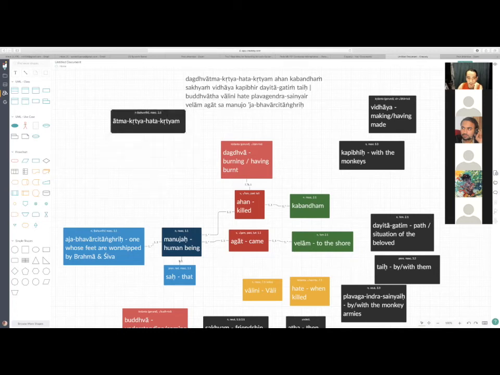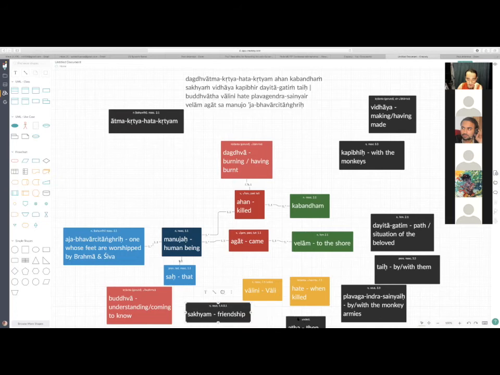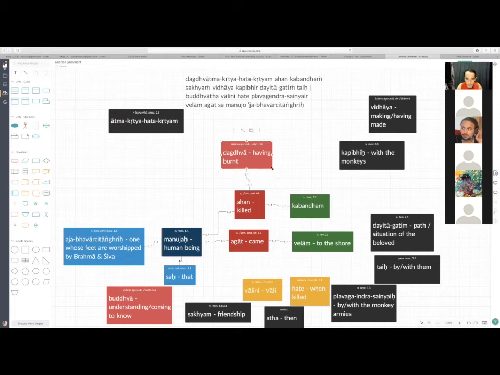Yeah, but Dagdva cannot be by itself. These gerunds, they don't have the power to be. After doing something. Yeah. Having done something. Okay. So therefore, since it's a past perfect, we will leave that meaning. Having burned now. Rama burned one person. And that was Jatayu. So we are coming back to this Atma Kritya Hatakrityam.